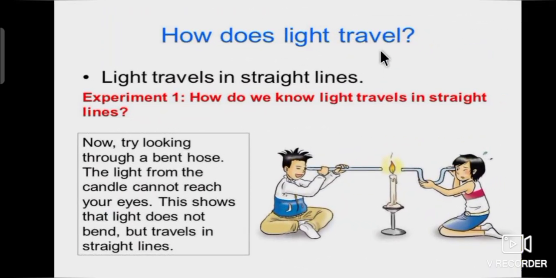How does light travel? Light travels in straight lines. How do we know light travels in a straight line? Now try looking through a bent hose. The light from the candle cannot reach your eyes. This shows that light does not bend but travels in straight lines.